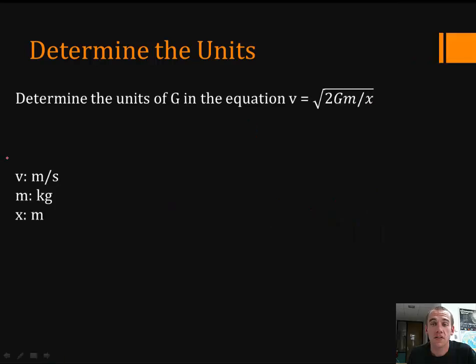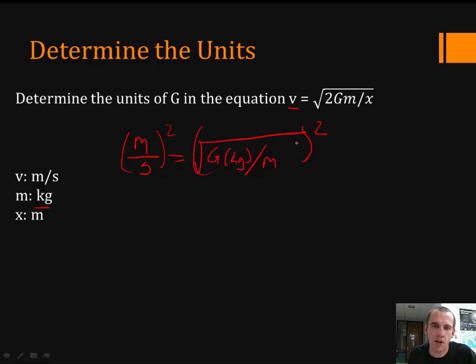Another example is determine the units of g in this big long equation. So I have v equals the square root of 2gm over x. V has units meters per second, so I'm going to replace my variables with their units. So meters per second is equal to the square root of 2, which is a number. It doesn't have a unit, it's just a constant. I don't care about it, I'm ignoring it. G, which is actually what I want to know, m, which has units of kilograms, divided by x, which has units of meters. Now this is messy because I have this radical over here, so I'm going to square both sides.